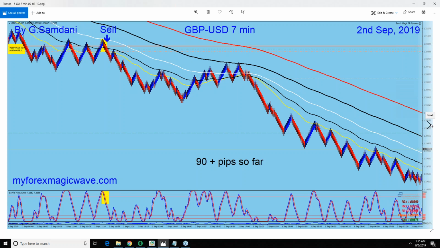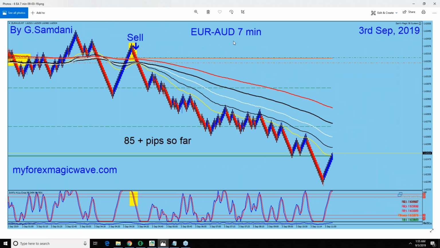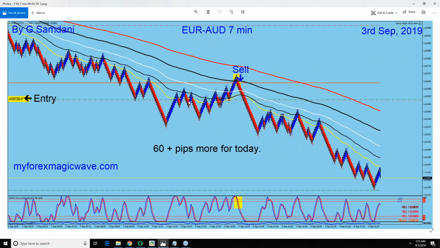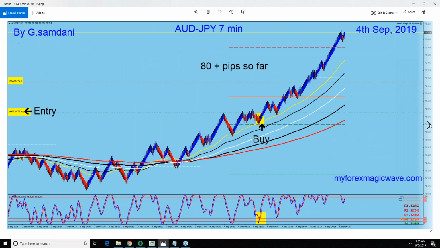Okay, so now this one on the second, and this one on the Pound USD again on the second, because of the pound weakness. And then Euro Aussie sell order, beautiful entry here all the way down, and then it went up a little bit here. It gave me another entry, and I showed it again the same day. See, this is 3rd September here, and then you can see this is where it went up a little bit, and then again make an entry there for another one, 60 pips more.